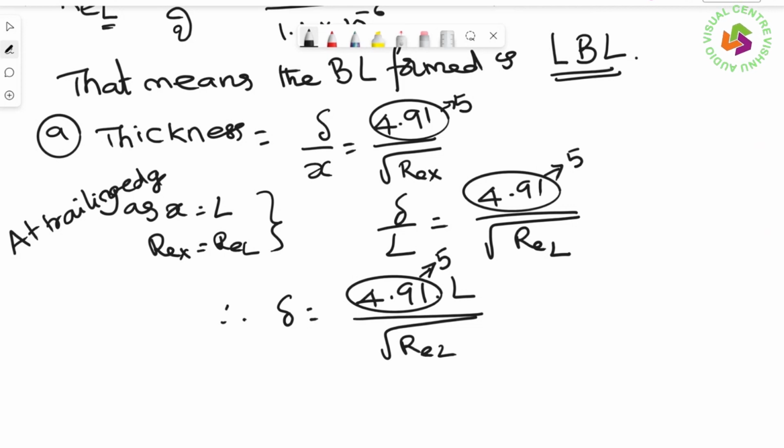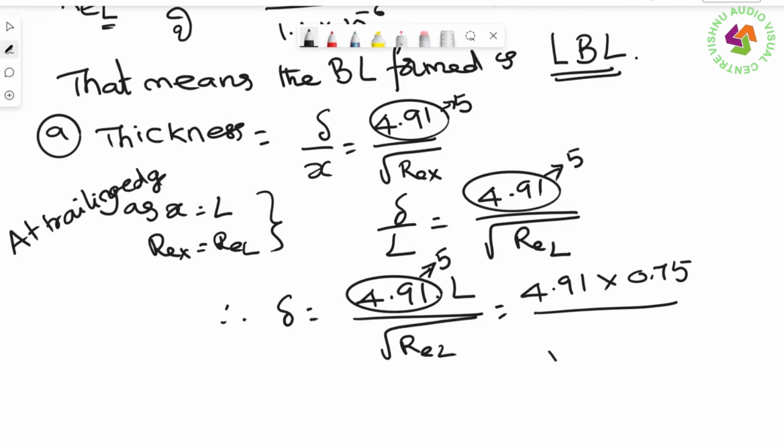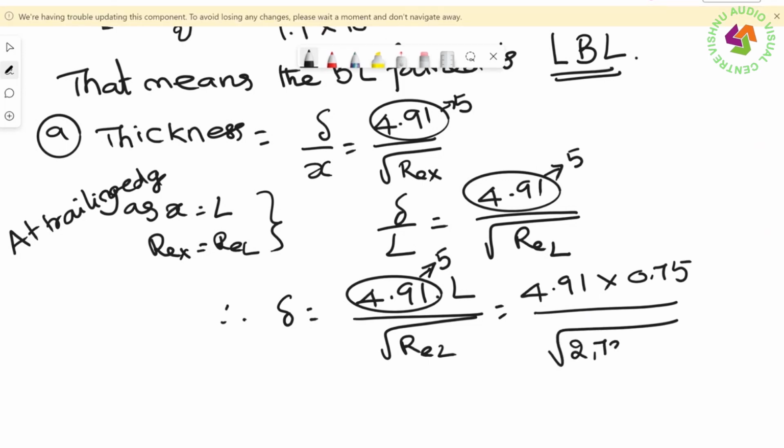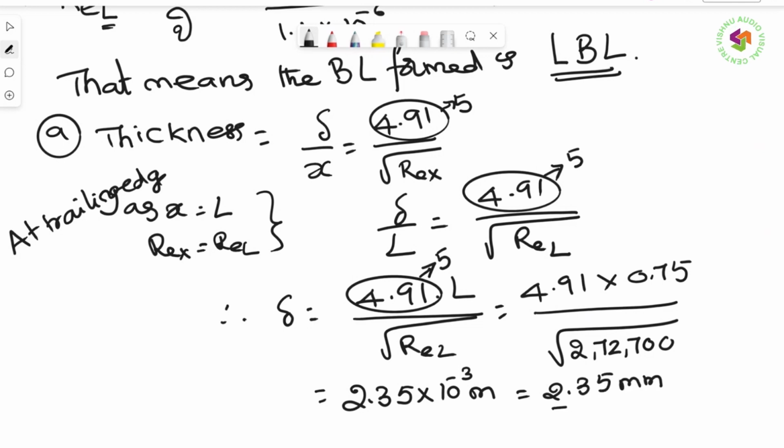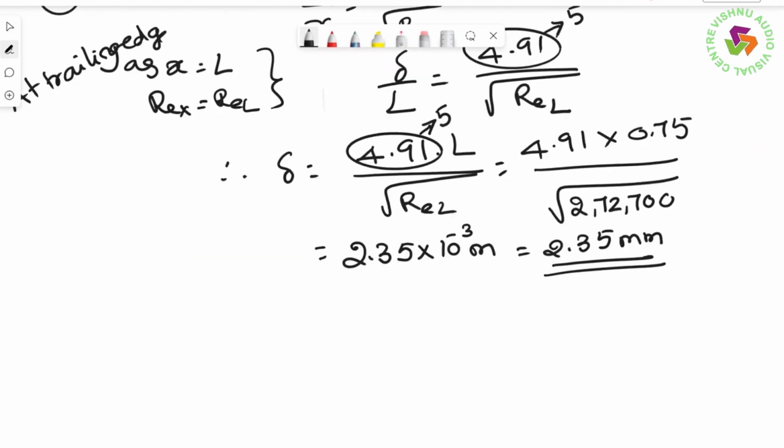So if you put 4.91 into L, how much is the length? 0.75, divided by root of Rel, which is 2,72,700. So how much has the thickness come to? 2.35 into 10 to the power of minus 3 meters. It is equal to 2.35 mm. This will be the order of the thickness.